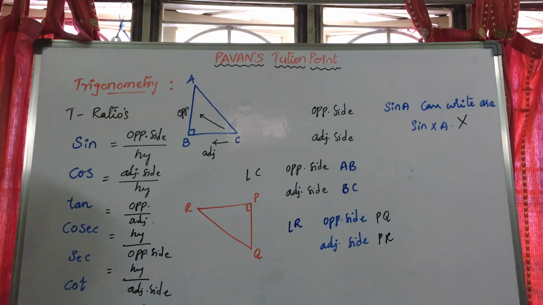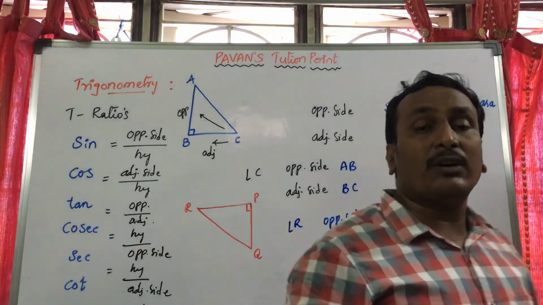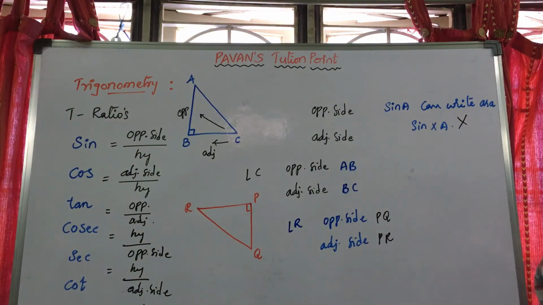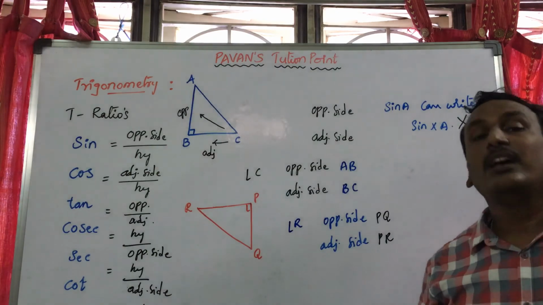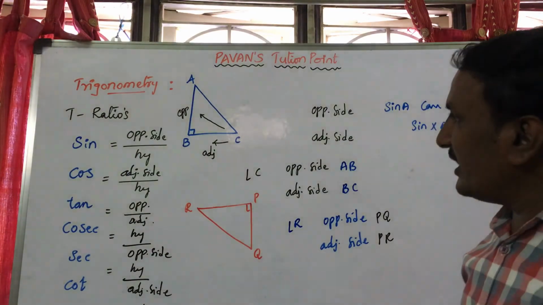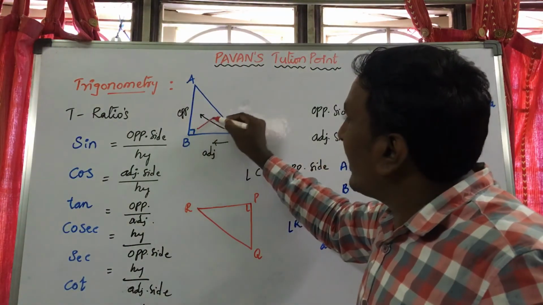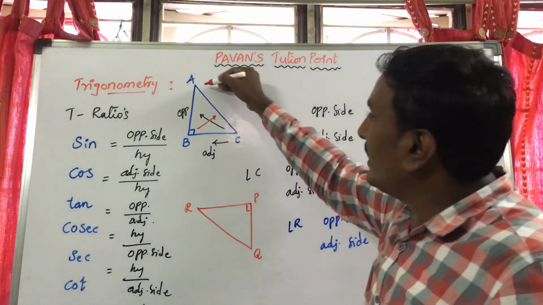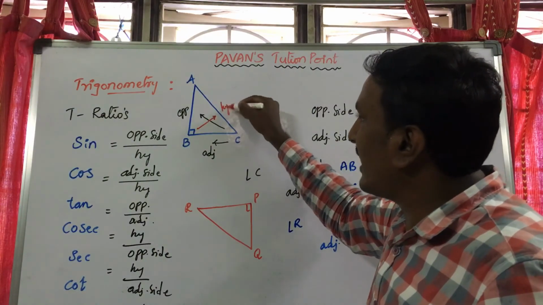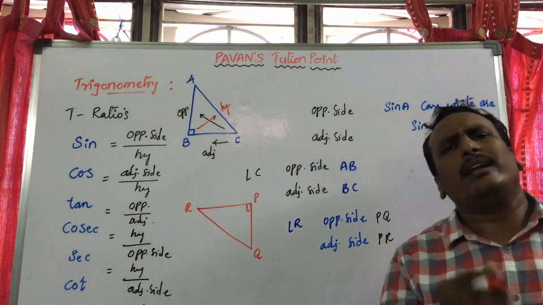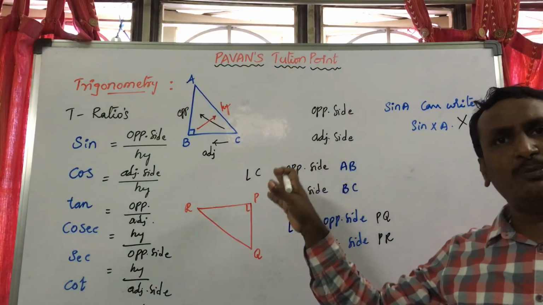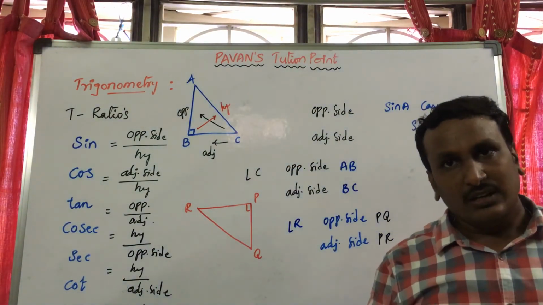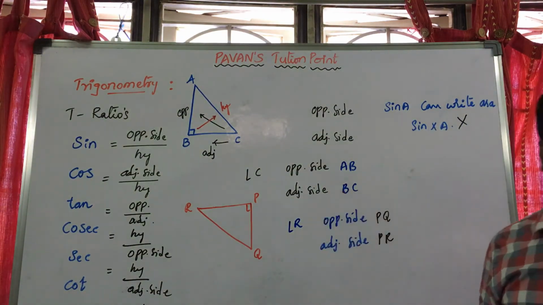What are the formulae? Here we heard one more word, hypotenuse. So what is the hypotenuse? It is always the side opposite to the right angle, and that we call the hypotenuse. This is the hypotenuse. Whether the angle is A, B or C, the hypotenuse is the same.